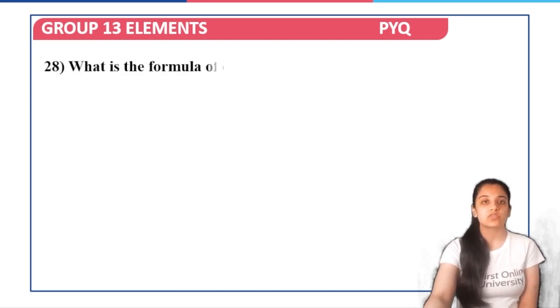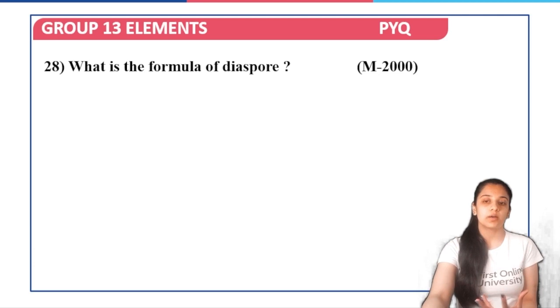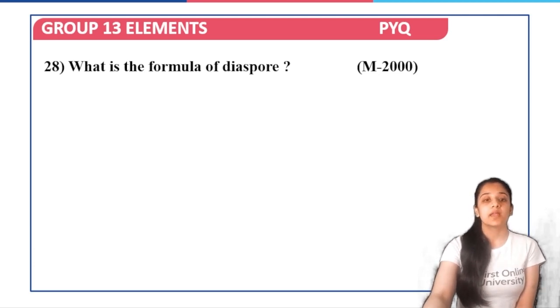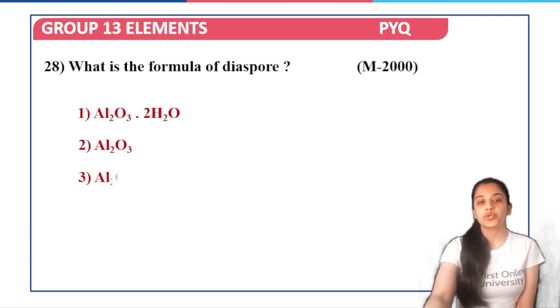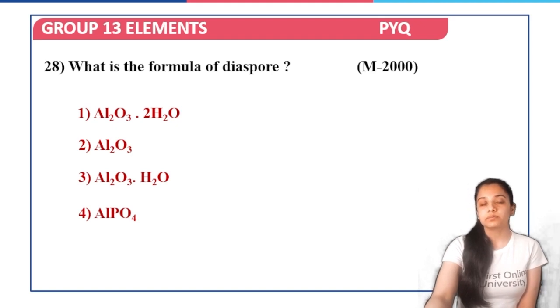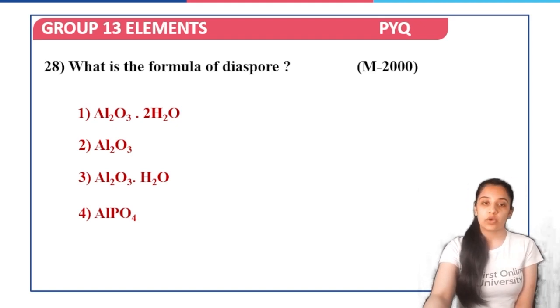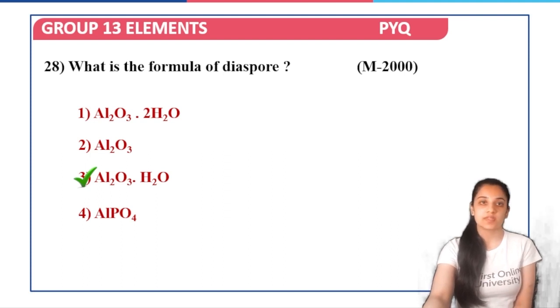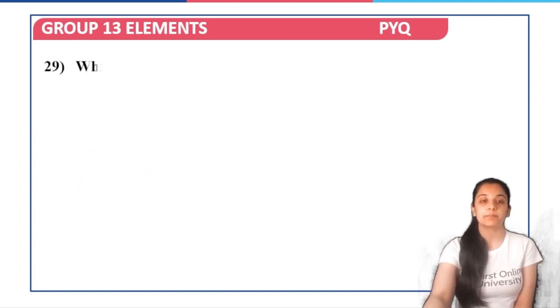These are very simple questions, therefore I'm just quickly moving on. Then what is the formula for diaspore? We've already talked about the minerals of aluminium, and the formula for diaspore is Al2O3.H2O. This is again a memory based question.